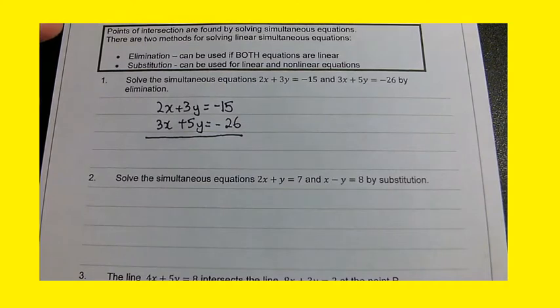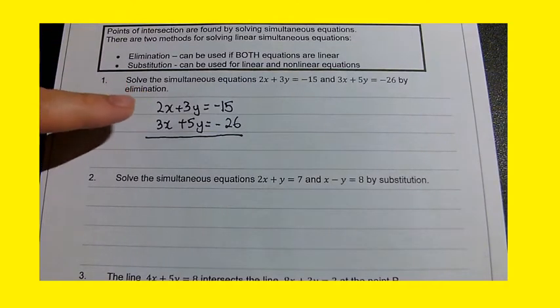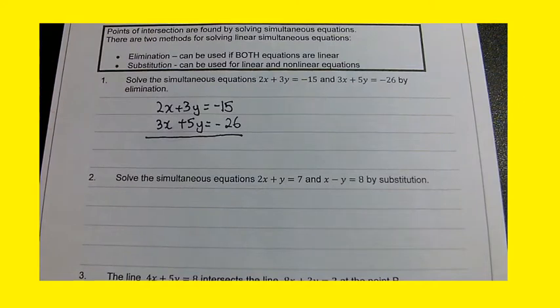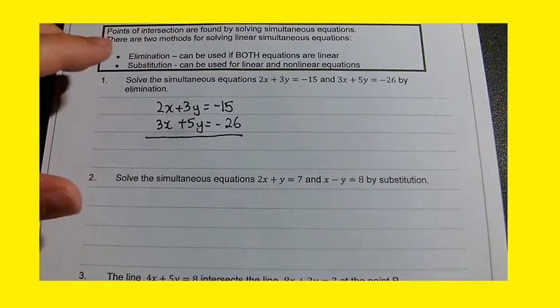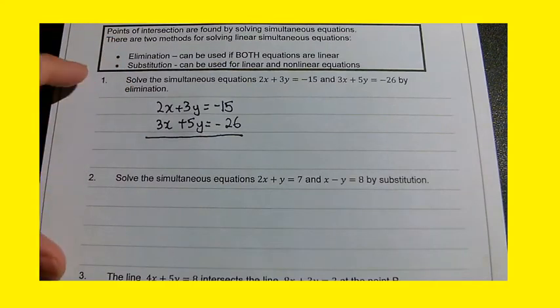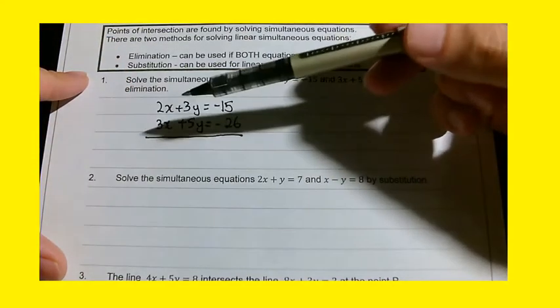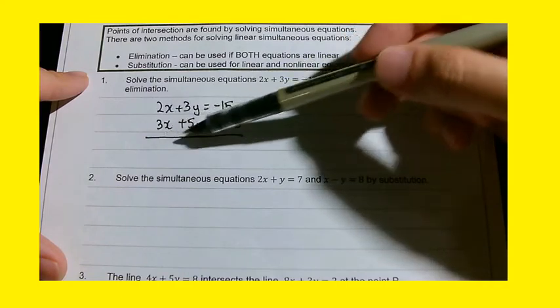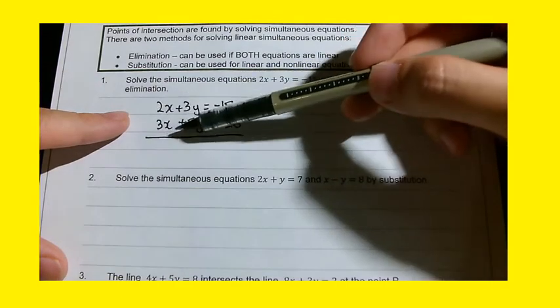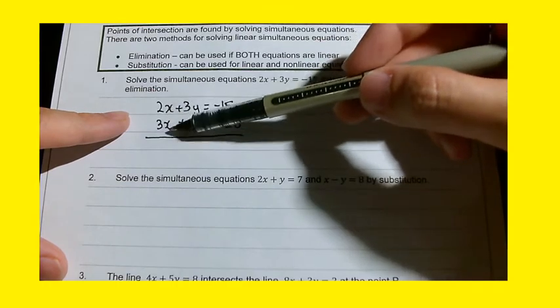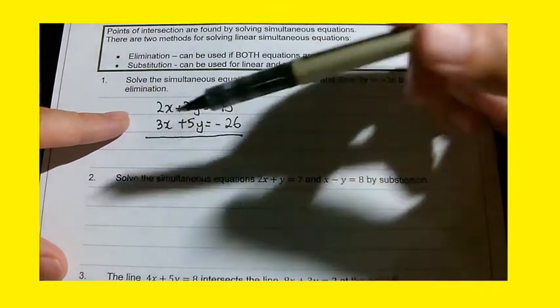Now, elimination basically means you'll have to eliminate one of the variables x or y, and you do that by multiplying both of these equations by a number such that you can eliminate one of those variables. Now, it's up to us which one we do. I can either eliminate x or eliminate y. I'm going to eliminate x. And to do that, I want to make sure the coefficient in front of the x is the same. Okay, and you'll see why.